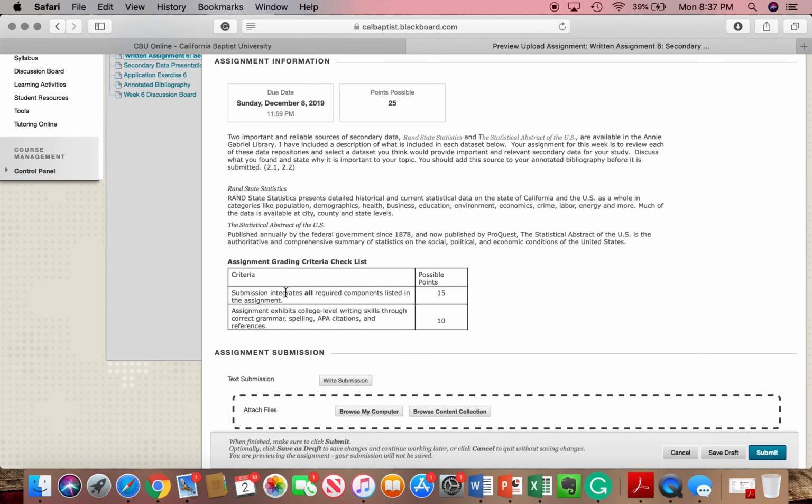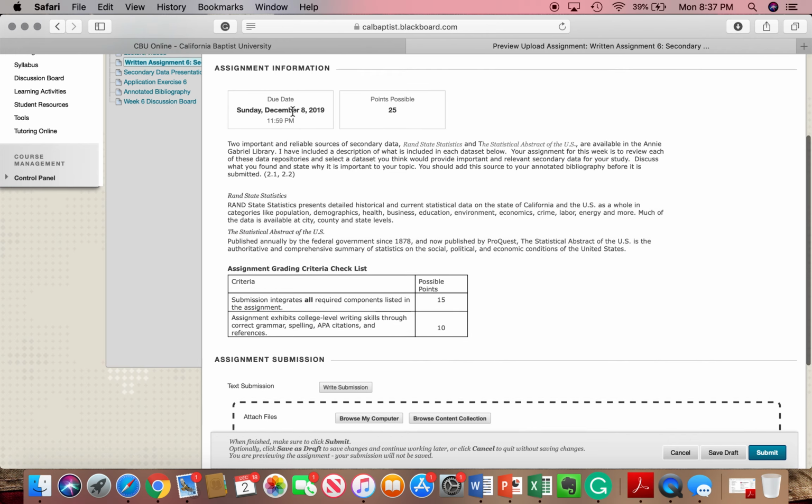I want you to integrate all the required components listed above, 15 points, and then write at a scholarly level for the additional 10. Once again, 25 points, due December 8th.